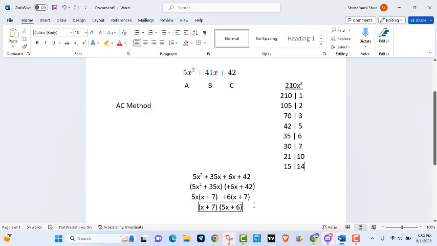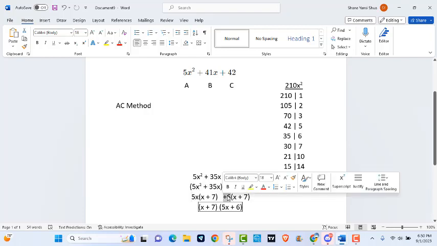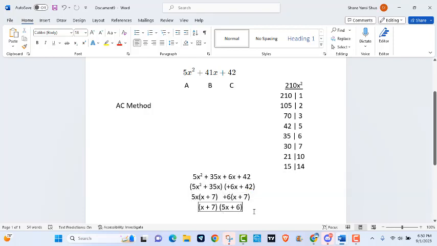Now, it's important when you're using factor by grouping that both of these parentheses match. If these parentheses do not match, you did something wrong with your arithmetic. You need to go back and check. So now that these two match, the x plus 7s, we know that x plus 7 is one of the factors here. So I put x plus 7 as the first factor. Then the second factor, or the second binomial, is I take this term and I take this term and simply place them together, 5x plus 6.